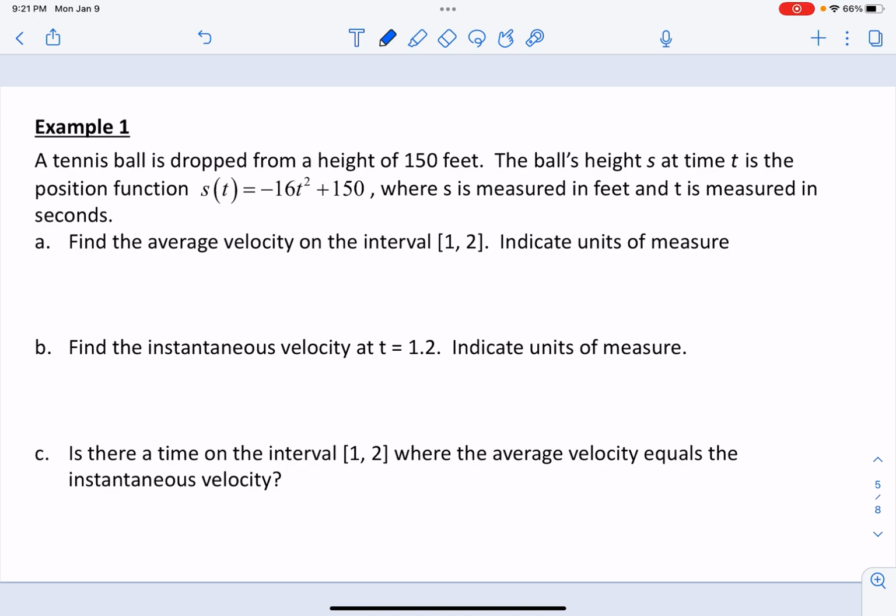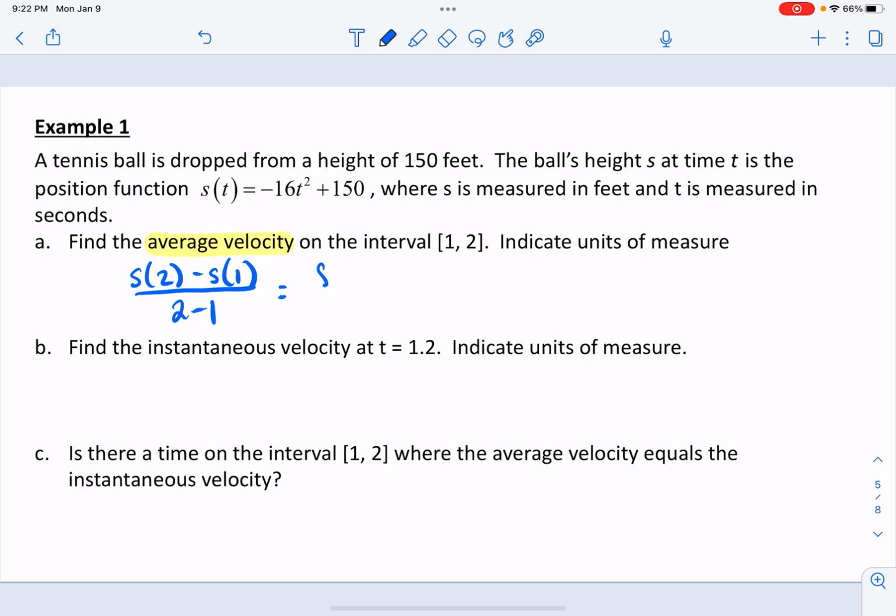Okay, first example. A tennis ball is dropped from a height of 150 feet. The ball's height, s, at time t, is measured by that function, where s is measured in feet and t is measured in seconds. Find the average velocity. So here I'm looking for average velocity. That is going to be the slope of the line through the two endpoints of that function.